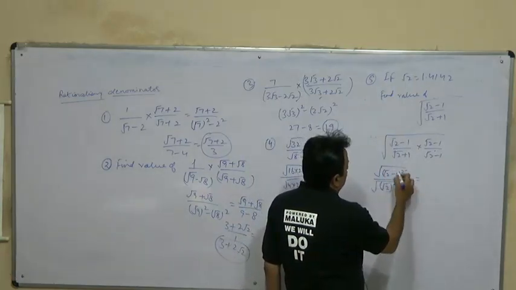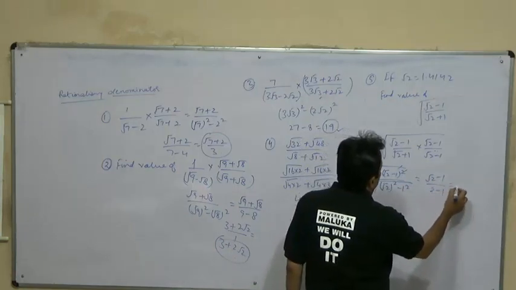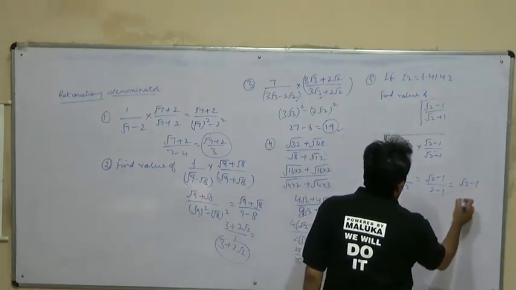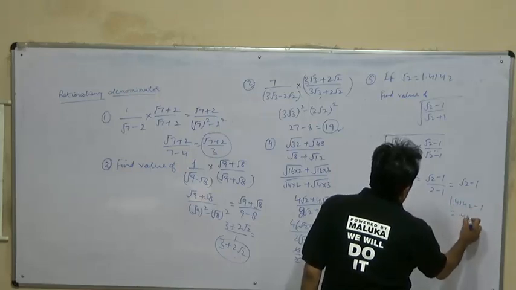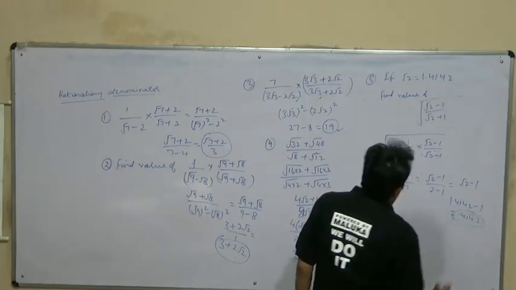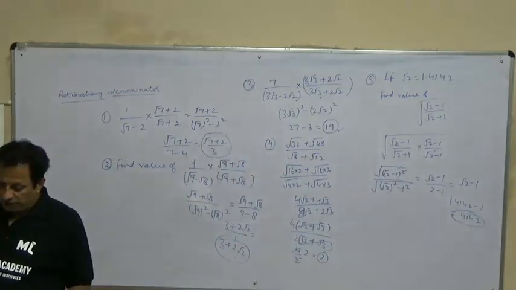So this cancels out, under root 2 minus 1 upon 2 minus 1. So this is under root 2 minus 1, 1.4142 minus 1, this is 0.4142. So this is your answer. This is the value which we want to find.